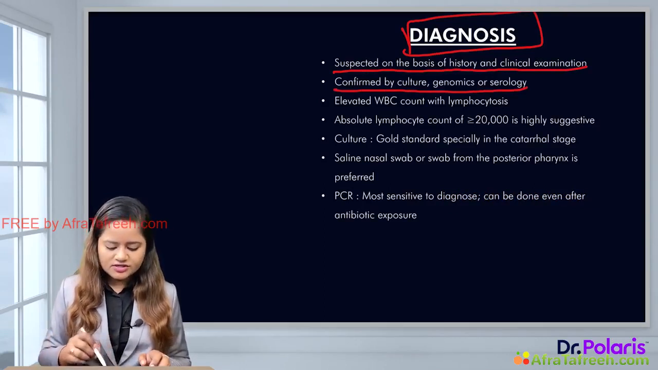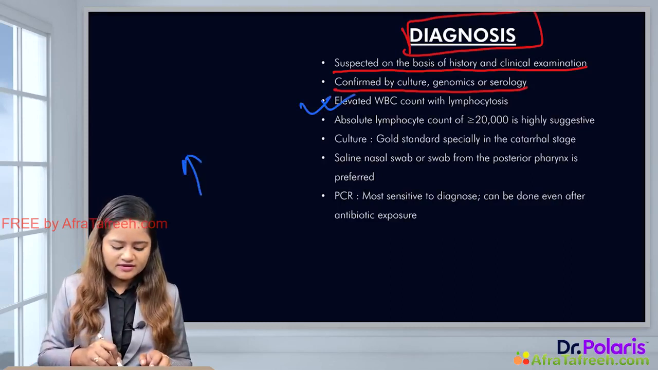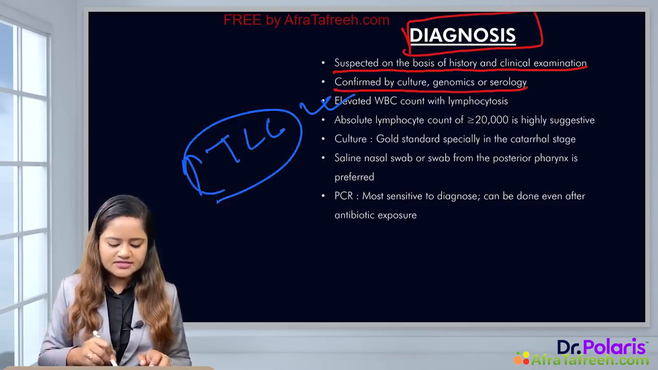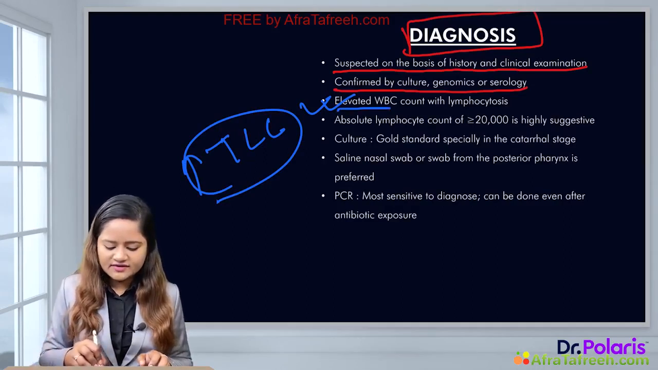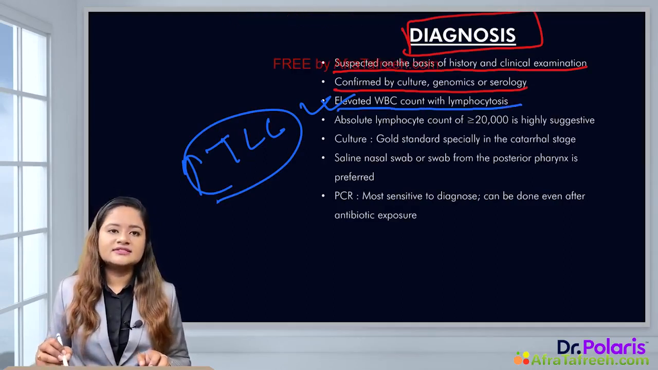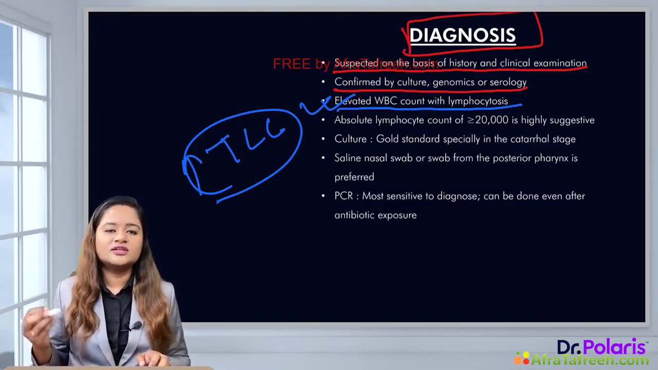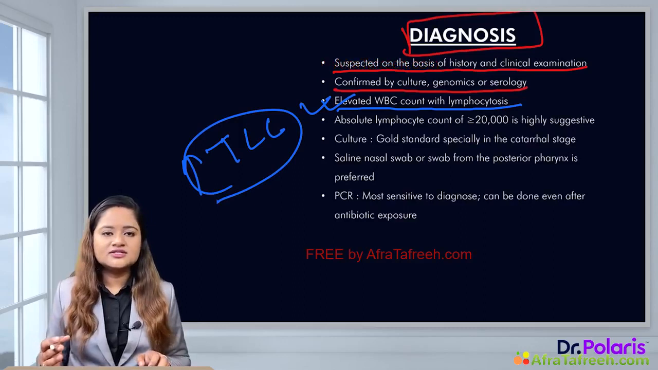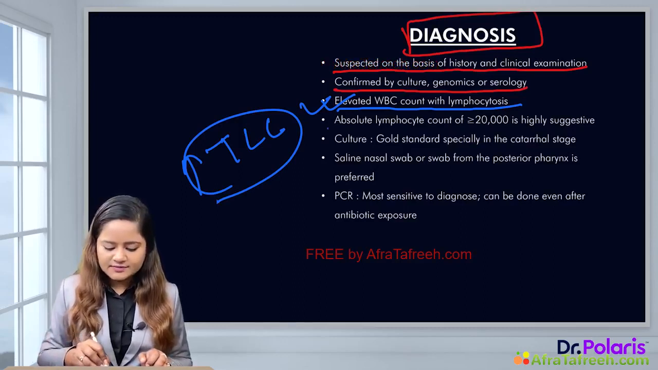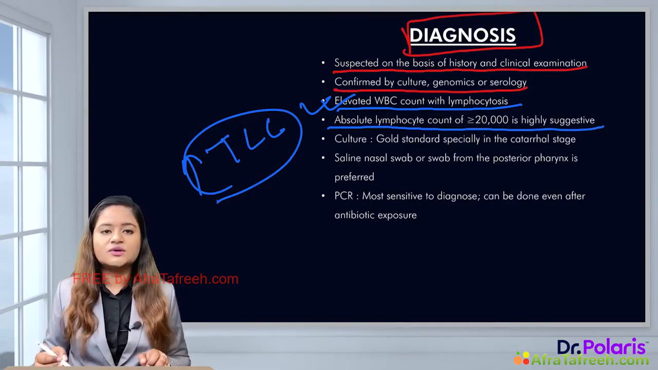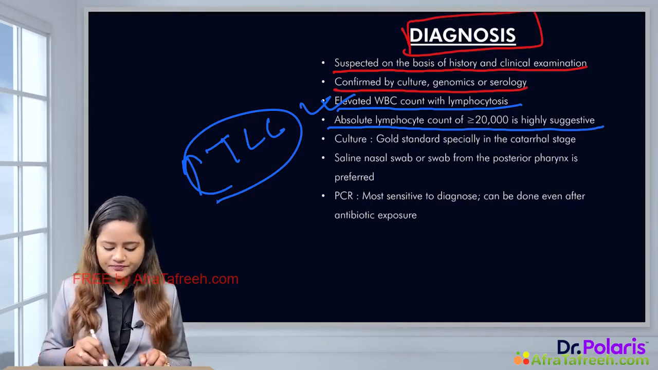Now, one very important way to diagnose it is extreme elevation in TLC counts on a simple CBC evaluation. So, if we send the blood hemogram picture and there is elevated WBC count, that is extensive lymphocytosis, more than even 20,000, 30,000 TLC, along with this classical clinical history, it can definitely help us to make the diagnosis of pertussis. The absolute lymphocyte count can go up to 20,000, which is highly suggestive.